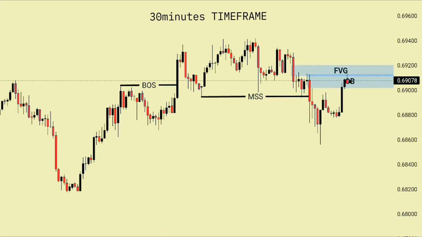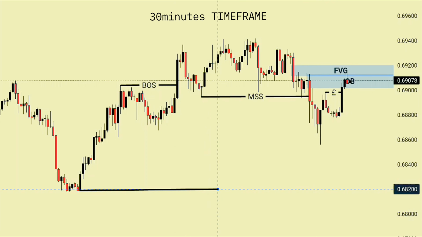Before price enters the order block and fair value gap, notice how it first captures a small pool of liquidity above recent highs. This is known as inducement. Inducement occurs when the market entices retail traders into entering positions too early, either buying breakouts or prematurely selling pullbacks. Smart money uses inducement to build liquidity, which they later use to fuel their true move. Seeing inducement right before price taps into the fair value gap and order block adds another layer of confirmation that the downward move is about to continue.